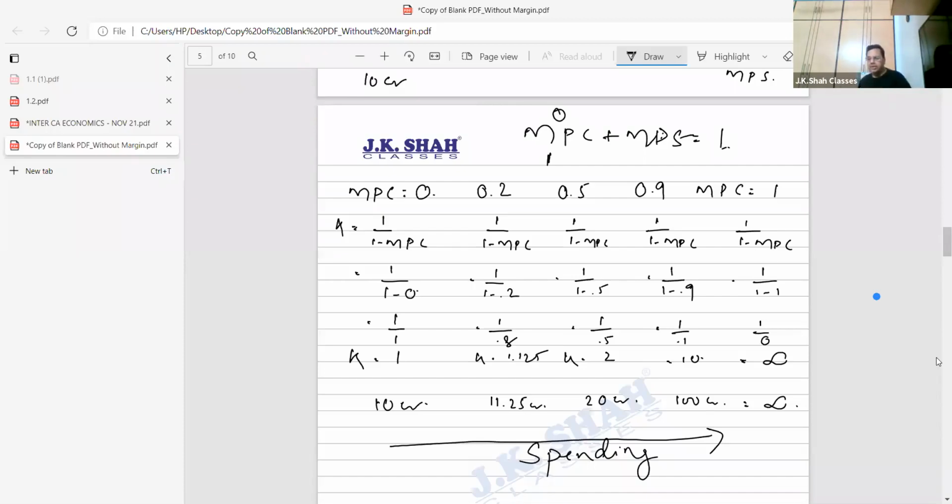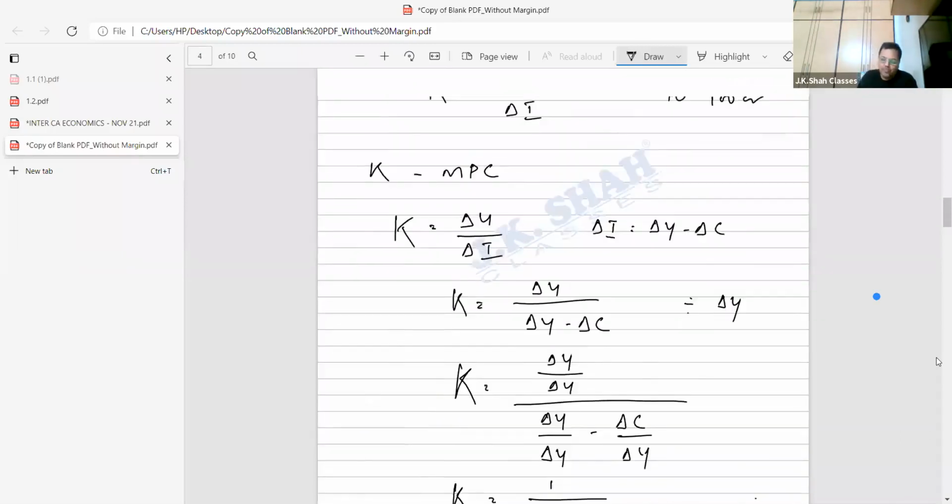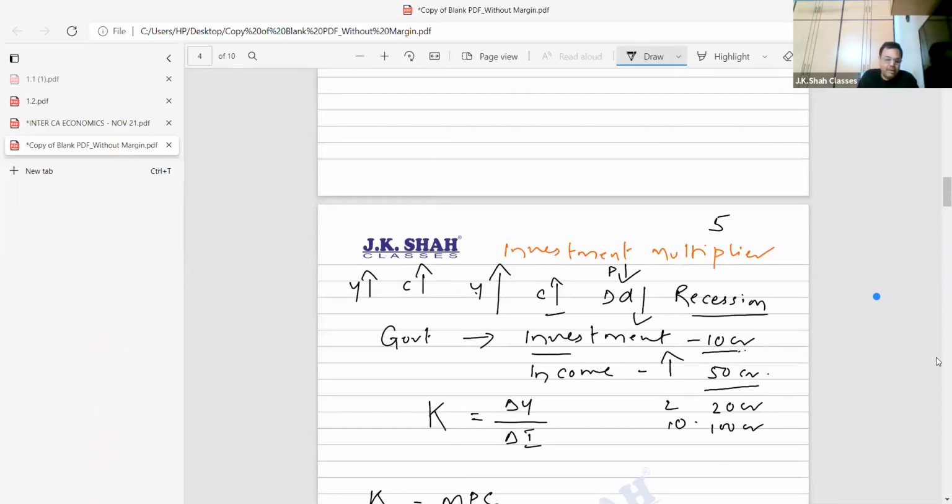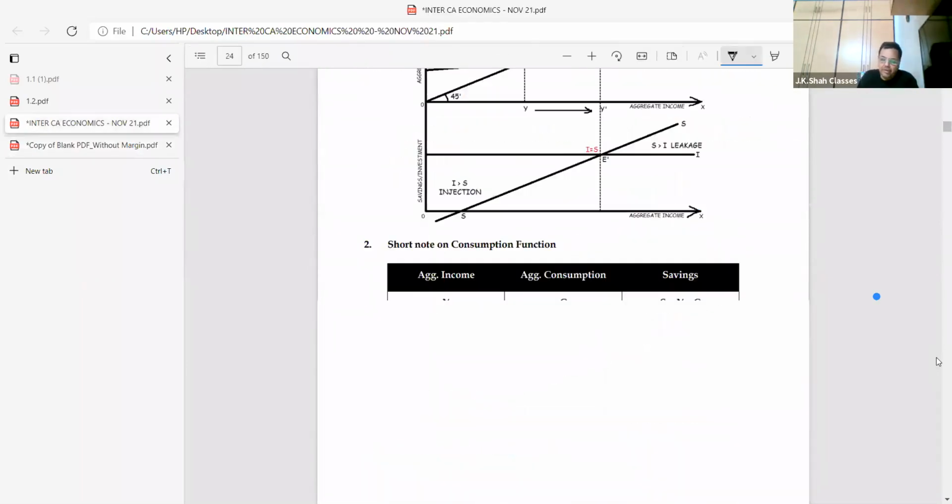This was the explanation for the investment multiplier. I can also show you the working, but let's wait slowly. First, please write the note on this. I don't know whether they've given it in the notes.